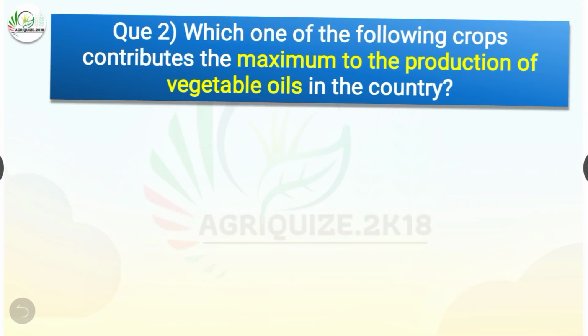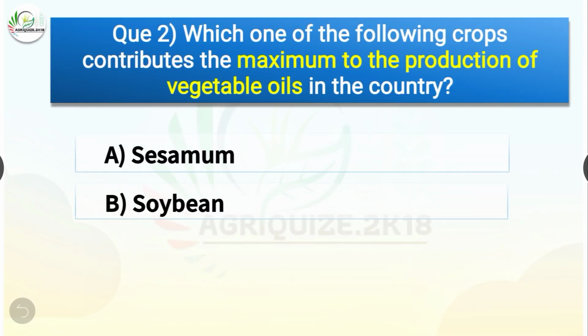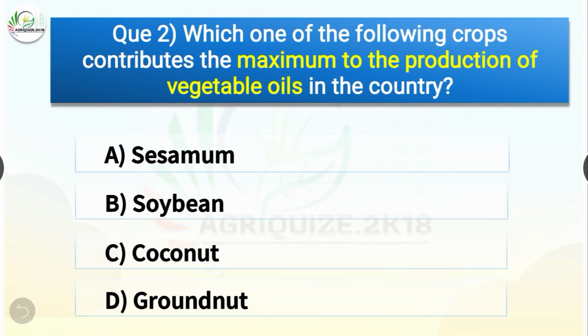Question number 2. Which one of the following crops contributes the maximum to the production of vegetable oils in the country? The options are sesame, soybean, coconut, groundnut. The correct answer is option D, groundnut. So groundnut is the crop which contributes the maximum to the production of vegetable oils in the country.